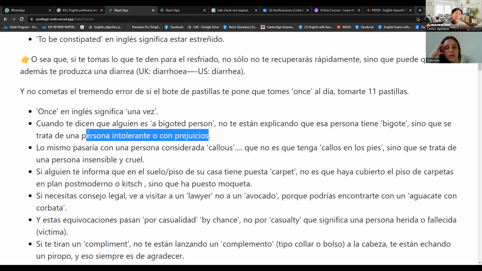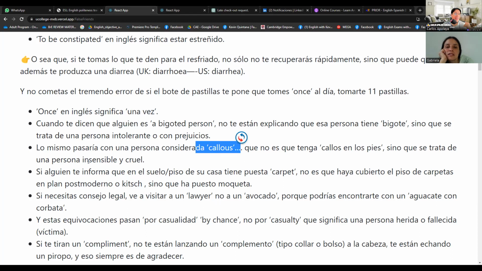For example, Gabby, are you a bigoted person? No. No, right? You are not. You are open-minded. Mente abierta. You are not bigoted. Lo mismo pasaría con una persona considerada callous. Callous no tiene que ver con los callos, sino que se trata de una persona insensible o cruel. Por ejemplo, en la nueva película de Mario Bros, Bowser dice, he is a callous turtle. Es una tortuga insensible y cruel.